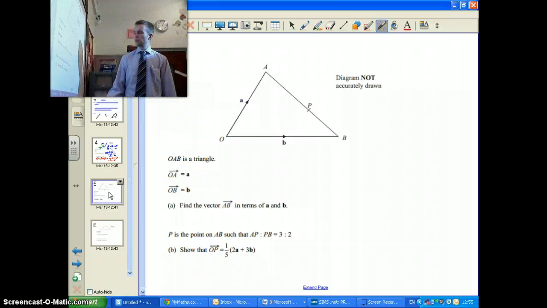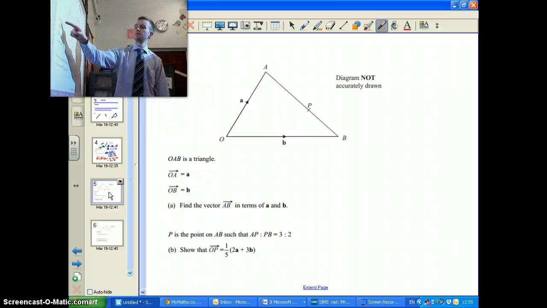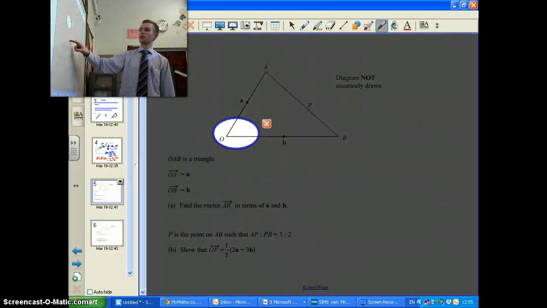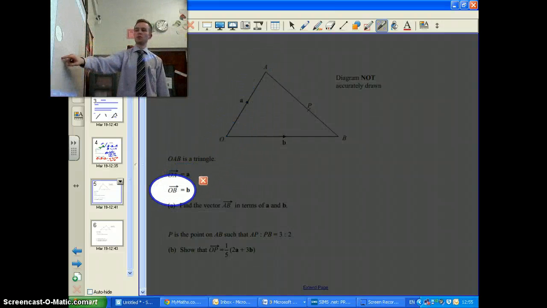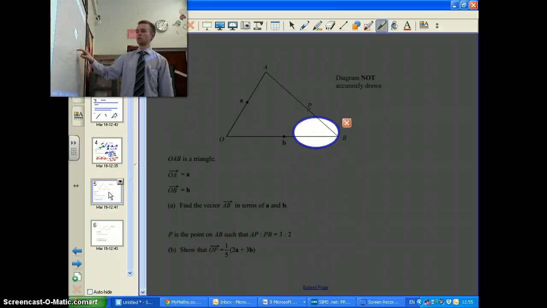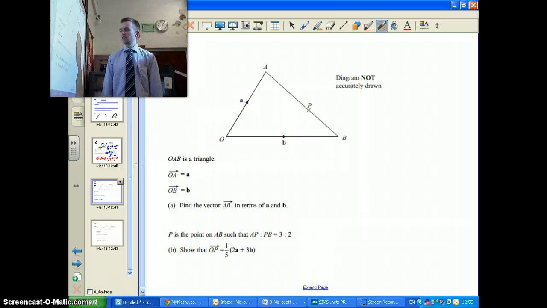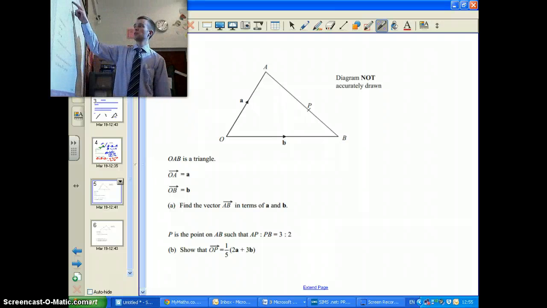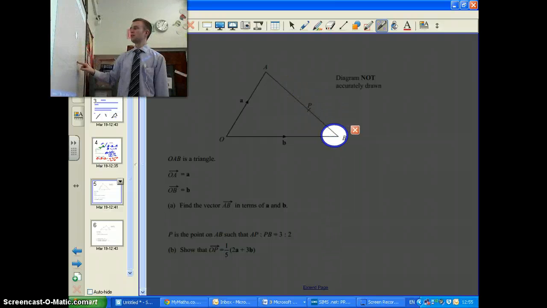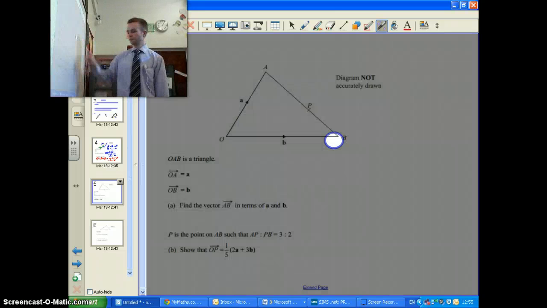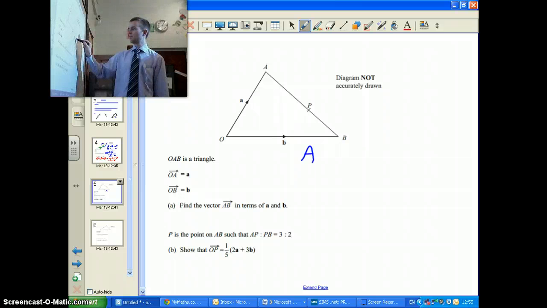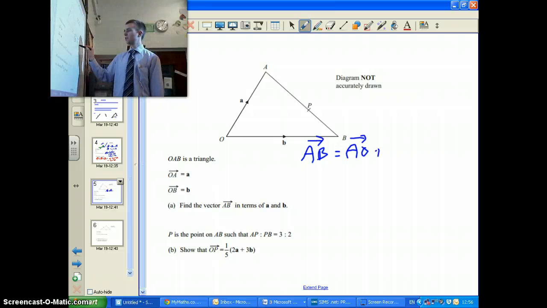Number 2, same sort of thing. So I've got O to A, I'm told is A, and I'm also told that O to B down here is B. Find the vector A to B in terms of A and B. That one's quite easy. So I want to go from here, A, down to B. I'm not told a vector for this one, so I've got to go in the other direction. So I've got to go from A to O, and then from O to B. So I'm told that A to B I can find by going from A to O plus O to B.